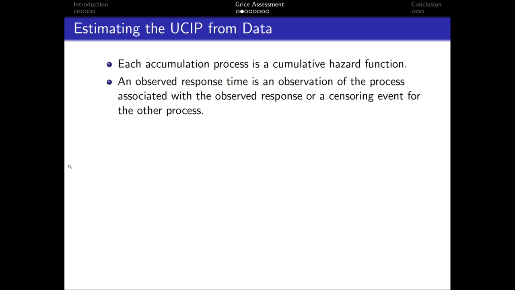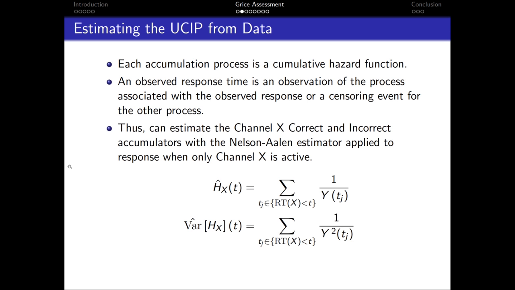To estimate this USIP model from data, again, we have each accumulation process as a cumulative hazard function. And an observed response time is an observation of the process associated with that observed response, or a censoring event for the other process. This allows us to estimate the channel correct and incorrect accumulators with the Nelson-Aalen estimators of the cumulative hazard function applied to the response when only that particular channel is active. And here I have formulaically indicated the Nelson-Aalen estimator.